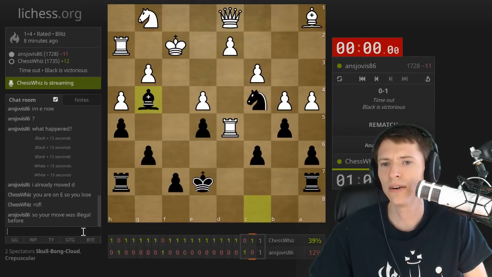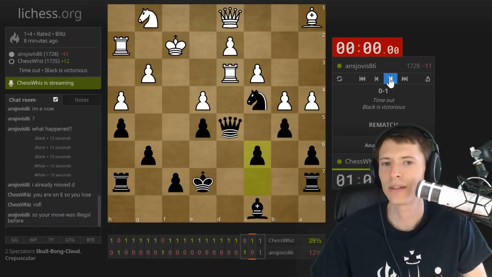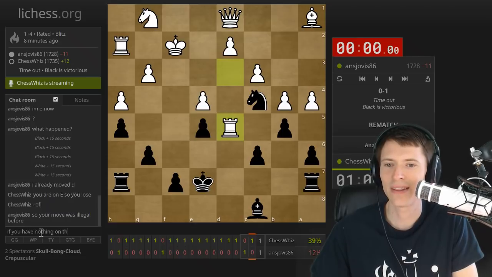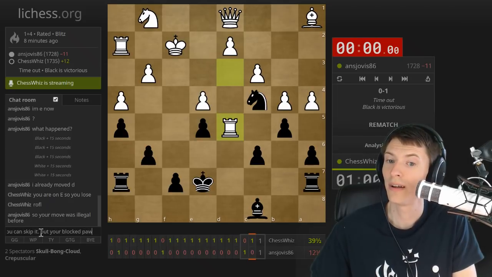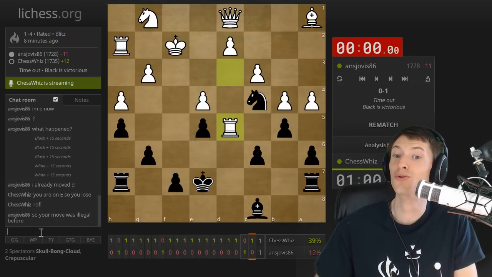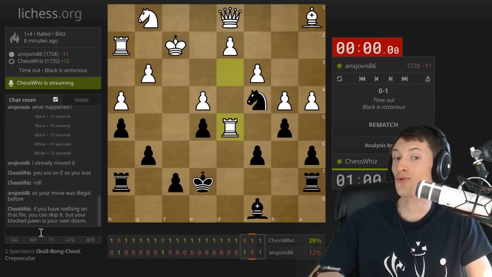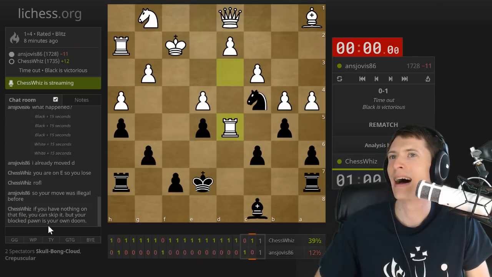No, my move was legal. No, he says it was illegal, but it was totally legal because I have nothing on the D file. If you have nothing on that file, you can skip it. But your blocked pawn is your own doom. Doom, which is a mountain of bad things.